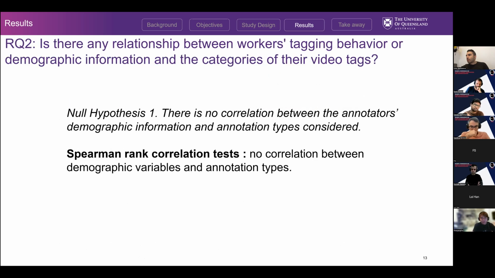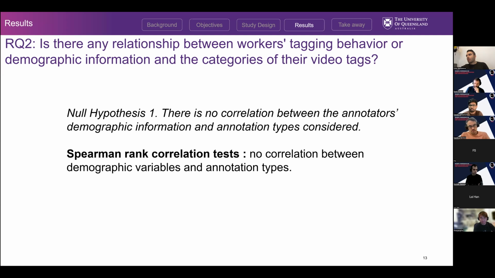And in order to answer research question 2, we created 3 hypotheses. The first, we want to know, is there any correlation between the background information and the annotation text provided by the crowd worker? And after running the test, there is no correlation between them. So then we can move to the next 2 hypotheses.